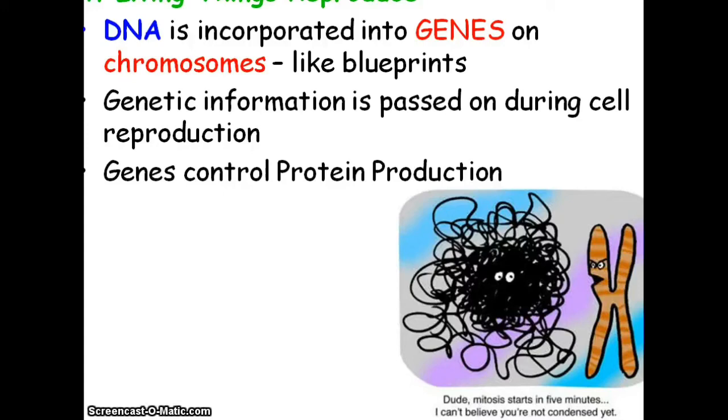And so the DNA is the blueprints. All living things have DNA, and the DNA is the only thing that gets passed on to the next generation when living things reproduce.